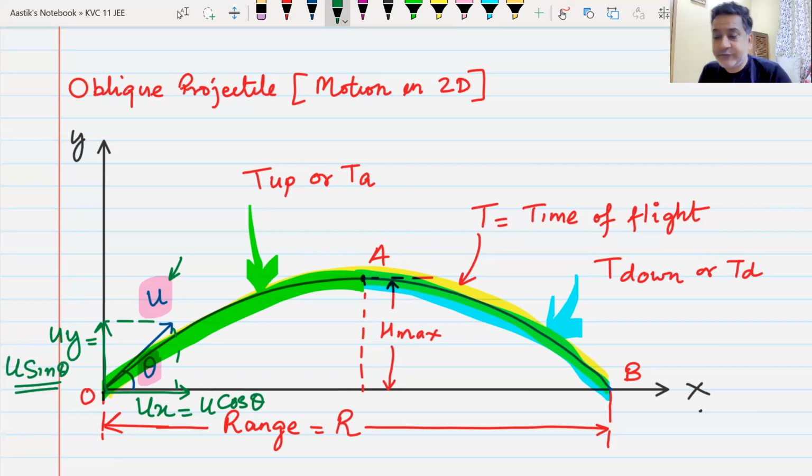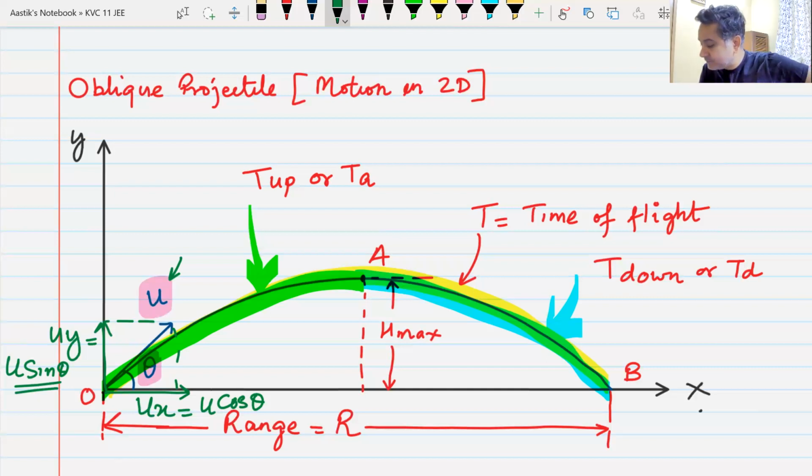So basically, what is going to happen now is that it is not only going to go up, it is also going to move forward. It will cover some distance along the ground, and will also move some height. One is known as H max, the other one is known as the range.